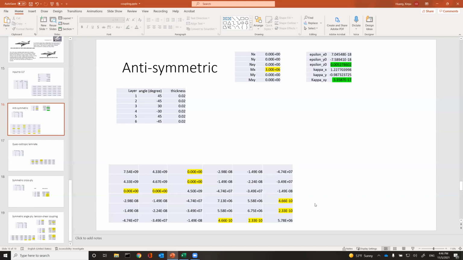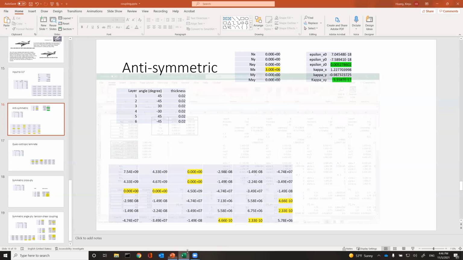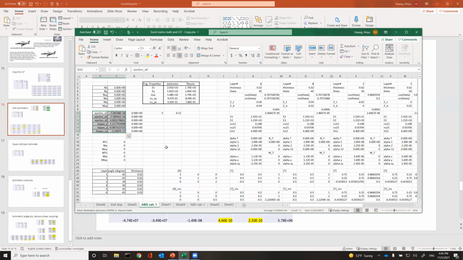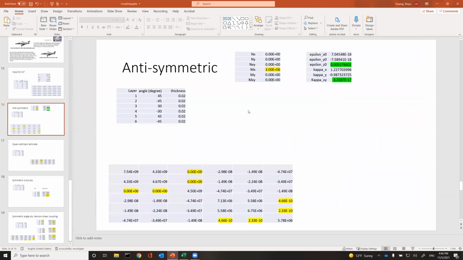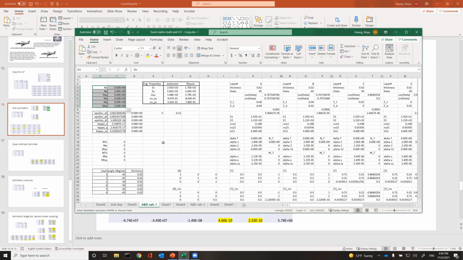Okay. Now let me apply a twist to it. I apply a twist, which will be 3.0 E0. I have 0 moment. I apply a twist. This is a pure torsion. And this is my input conditions. And my output is this.